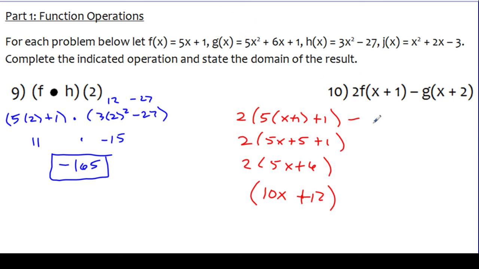Here's my g function, so I'm going to write 5, put this in parentheses, x plus 2 squared, plus 6 times x plus 2 plus 1. Okay, so I took the g function, I plugged in an x plus 2 in both of the x spots. So you got to be careful again. I still have this minus 5 sitting out here. Let's leave that alone. The x plus 2 squared, again, is not just square x and square 2.